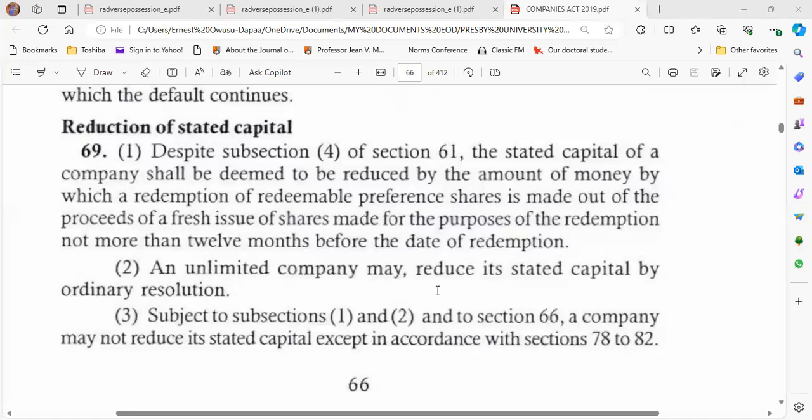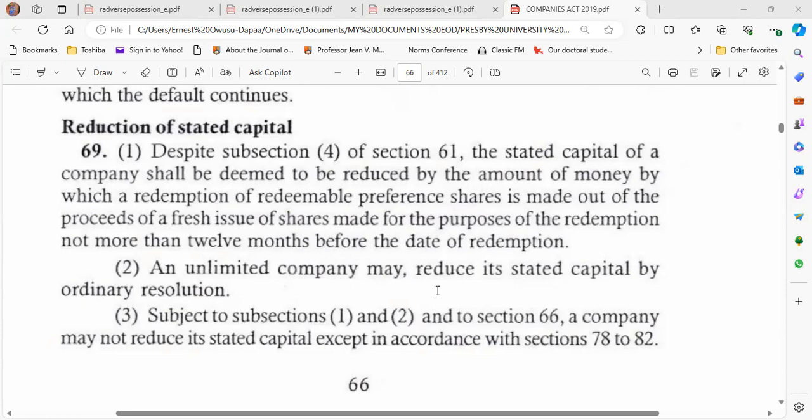That despite this, the company's stated capital shall be deemed to be reduced by the amount of money by which a redemption of redeemable preference shares is made out of the proceeds of a fresh share issue made for the purpose of the redemption, not more than 12 months before the date of redemption.